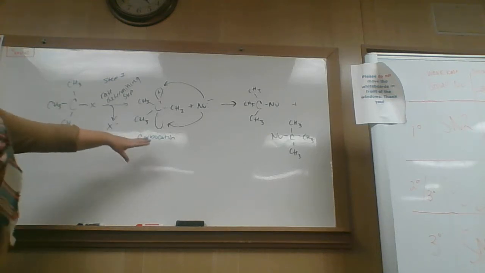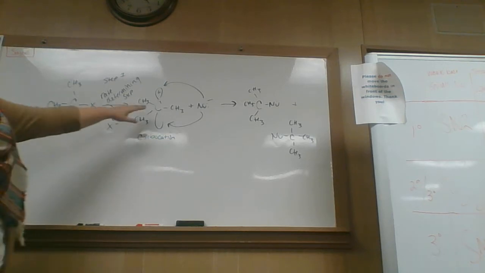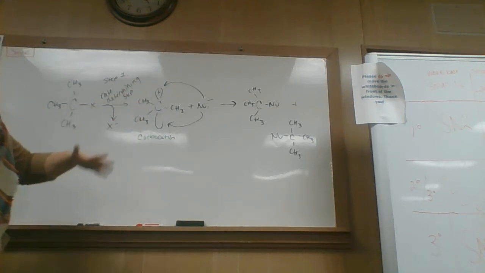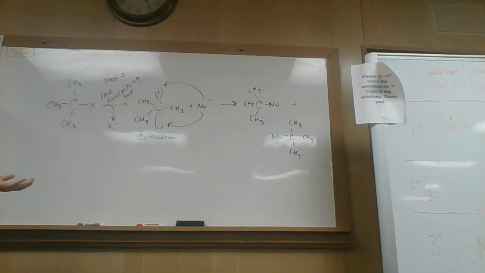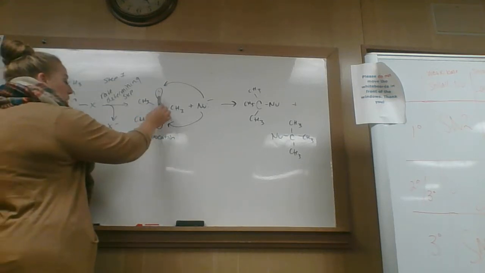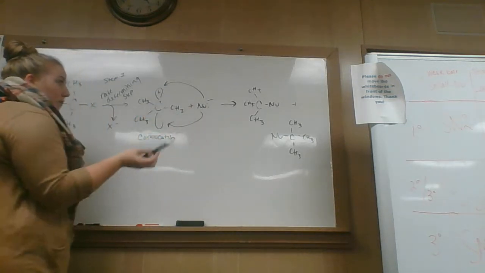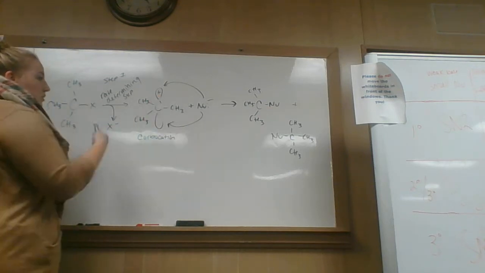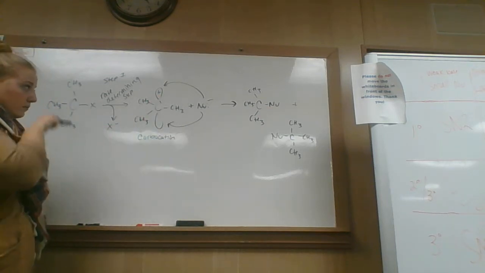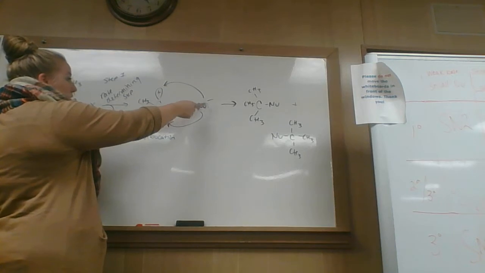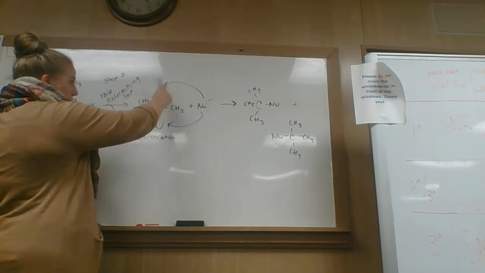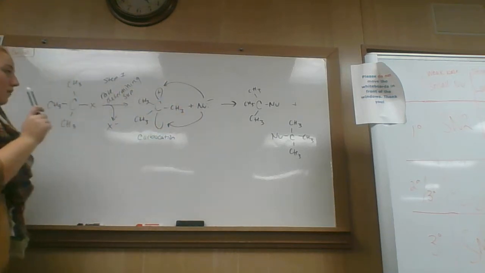Okay, so we form our carbocation. And again, this carbon has 3 bonds right now, which means it's pretty reactive. It wants to make that 4th bond. So we have a positive carbon, and we have a negative nucleophile running around. This nucleophile is going to be drawn to that carbocation. You'll notice that I have one arrow going towards the top, one going towards the bottom.